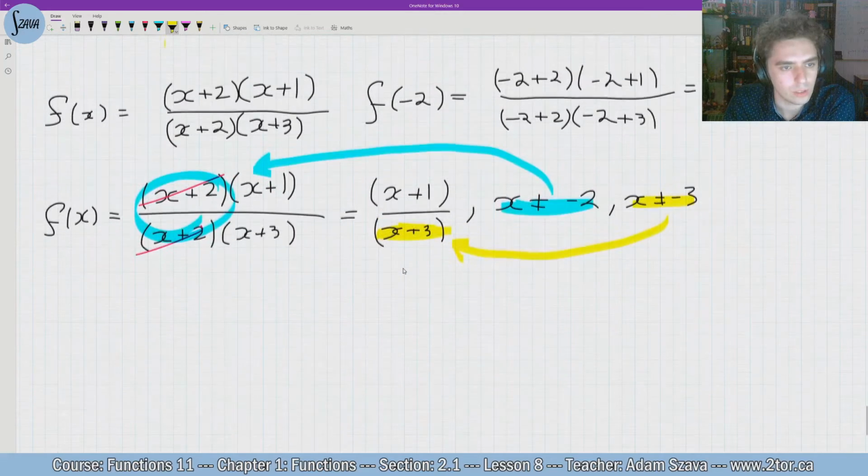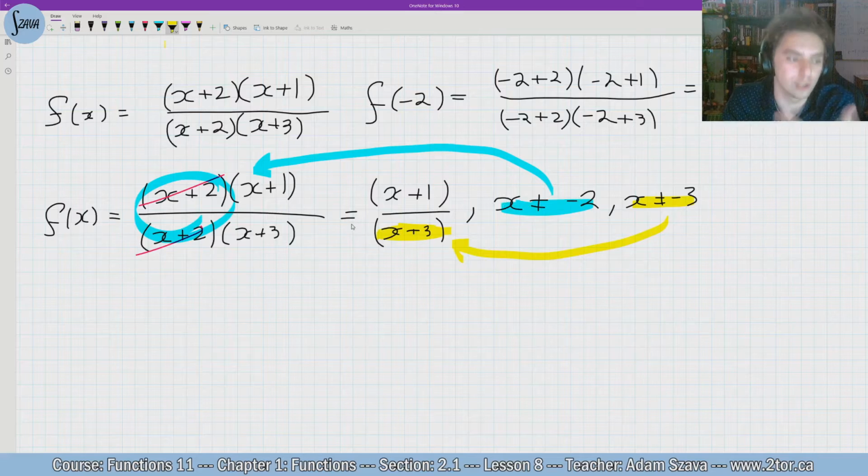Okay. So essentially, if you don't account for the restrictions, they're almost equivalent. They're not exactly equivalent. They're almost equivalent. But when you do account for the restrictions, they are exactly equivalent. Okay? When you do actually write them there.